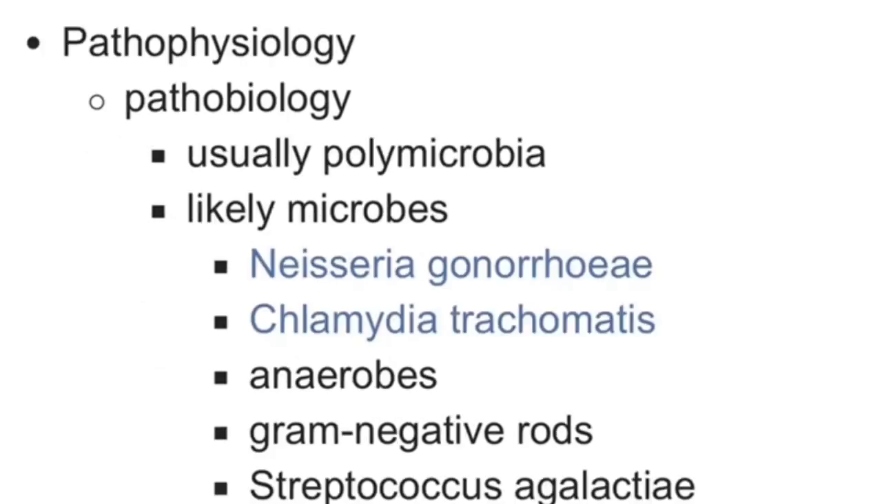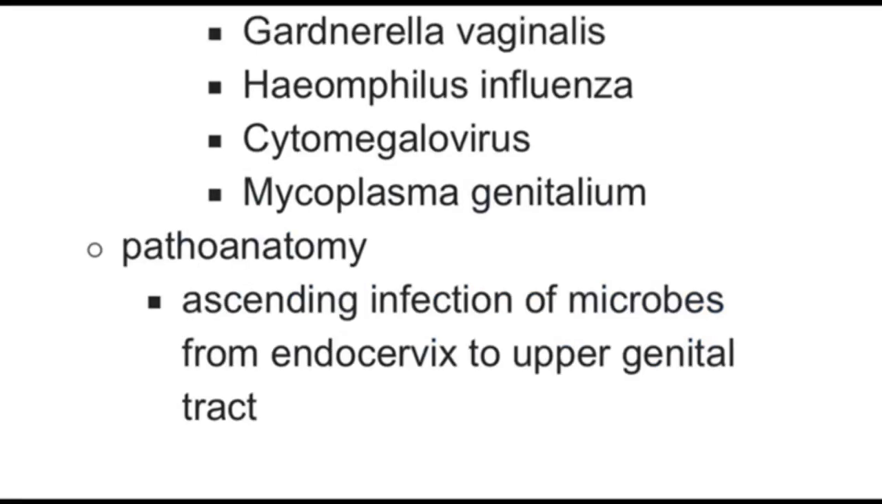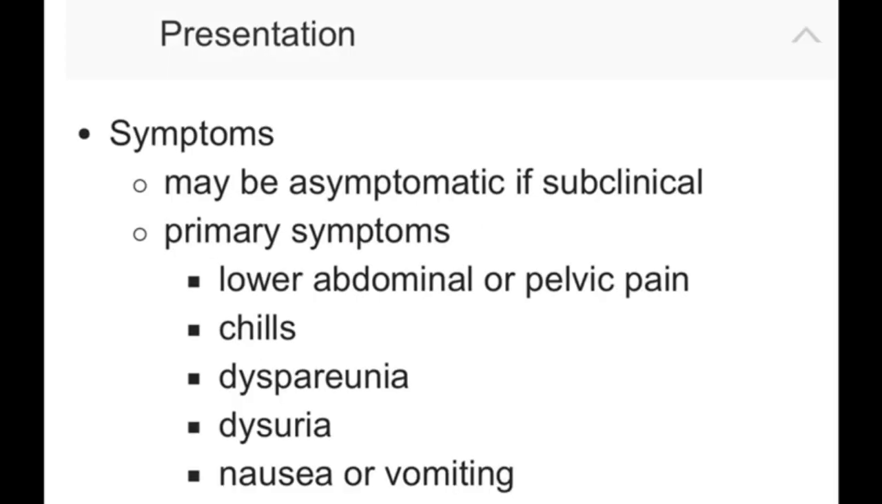In terms of pathobiology, pelvic inflammatory disease is usually polymicrobial, and the likely microbes include Neisseria gonorrhea, Chlamydia trachomatis, anaerobes, gram-negative rods, Streptococcus agalactiae, Gardnerella vaginalis, Haemophilus influenza, cytomegalovirus, and Mycoplasma genitalium. In terms of pathoanatomy, pelvic inflammatory disease is secondary to an ascending infection of microbes from the endocervix to the upper genital tract.